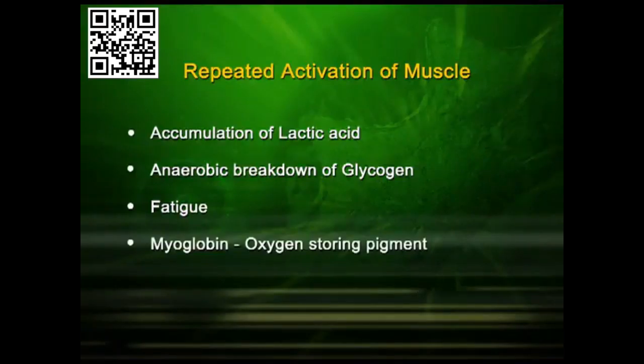And also one more point, myoglobin is present in a muscle cell, which stores oxygen. It is an oxygen storing pigment in your muscle, so that when you are using muscle repeatedly, you have more oxygen available to you. Because of this pigment, the muscle looks reddish in color, and we can also call it red fiber, and some muscles have less of this myoglobin, which is called white muscle fiber.